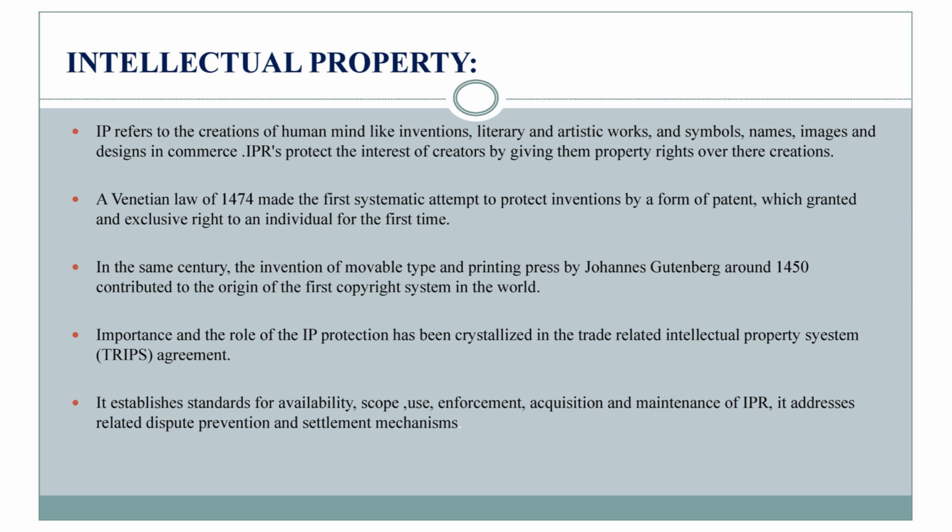A Venetian law of 1474 made the first systematic attempt to protect inventions by a form of patent, which granted an exclusive right to an individual for the first time. In the same century, the invention of movable type and the printing press by Johannes Gutenberg around 1450 contributed to the origin of the first copyright system in the world.